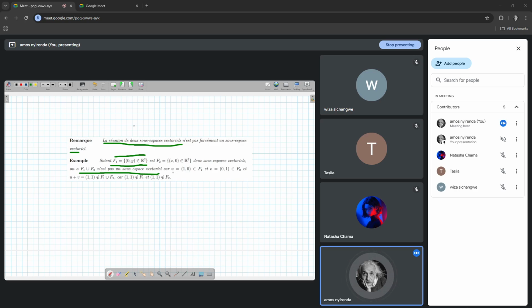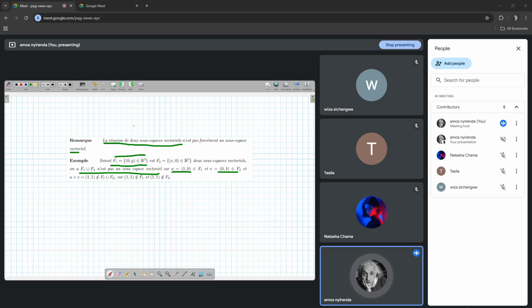So we've picked a specific element of F1. In this case, it is 1, 0. We've also picked a specific element of F2, which is 0, 1. You can see that this 1, 0 is actually an element of F1. 0, 1 is a member of F2 because here the X is fixed at 0. The Y is changing. So 0, 1 is a member of F2 and the other one is a member of F1.